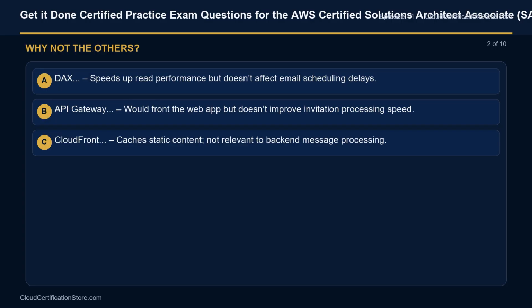Why not option A? DAX speeds up read performance but doesn't affect email scheduling delays. Why not option B? API Gateway would front the web app but doesn't improve invitation processing speed. Why not option C? CloudFront caches static content, not relevant to backend message processing.